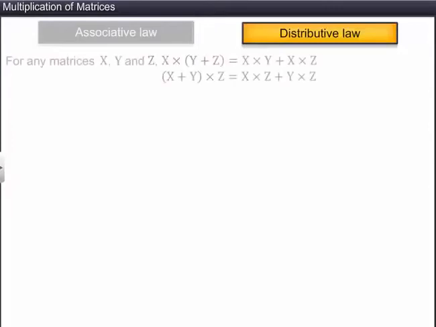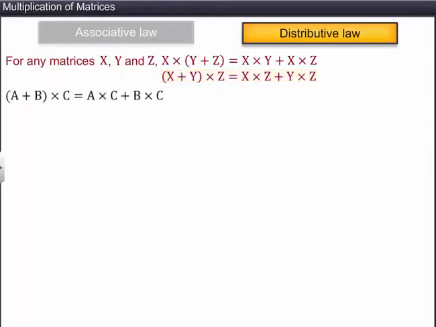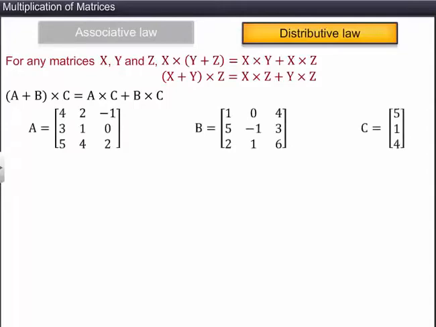According to the distributive law, if X, Y, and Z are three matrices, then X multiplied by (Y plus Z) is equal to XY plus XZ. Also, (X plus Y) multiplied by Z is equal to XZ plus YZ, whenever both sides of the equality are defined. Now, let's verify the distributive law for the multiplication of matrices with matrices A, B, and C as shown.